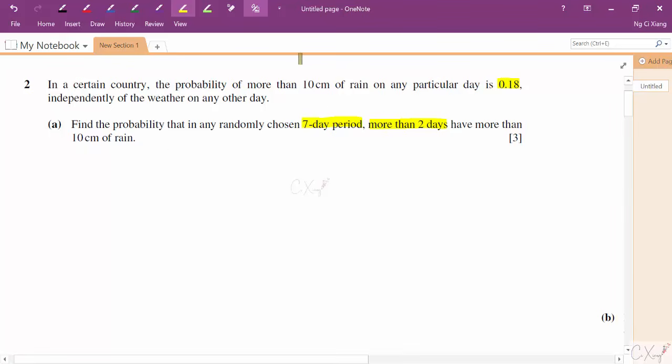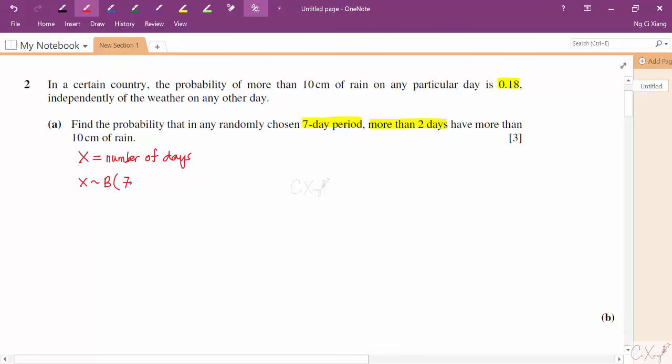For this question, if you look at the structure of the question, we have a bigger number, which is 7 days, and out of the 7 days, something happened on more than 2 days. Generally, this structure is a binomial distribution. So we are talking about X, which is the number of days where the rain is more than 10 cm. You have to focus and know that X is the number of days that have more than 10 cm of rain, and it is a binomial distribution.